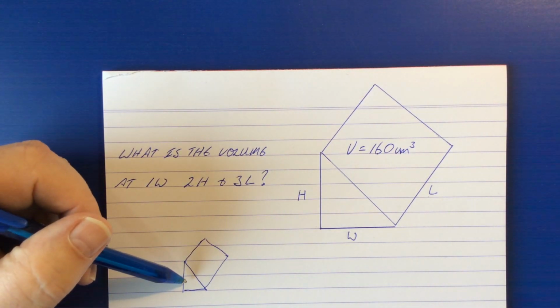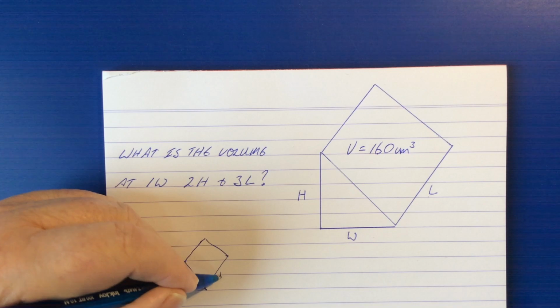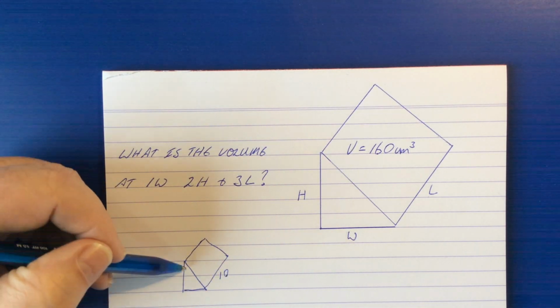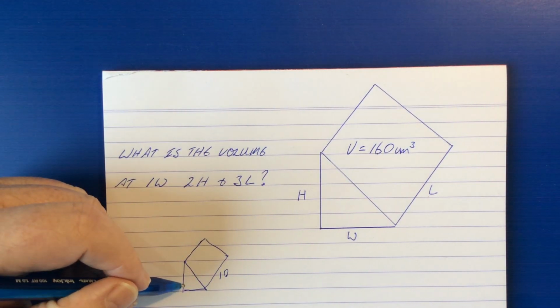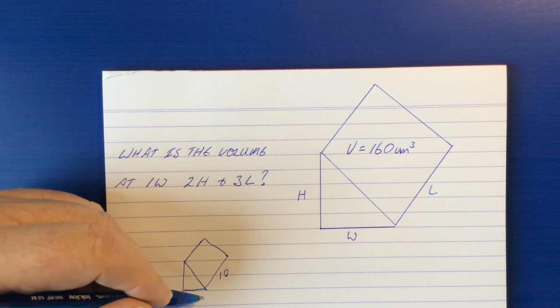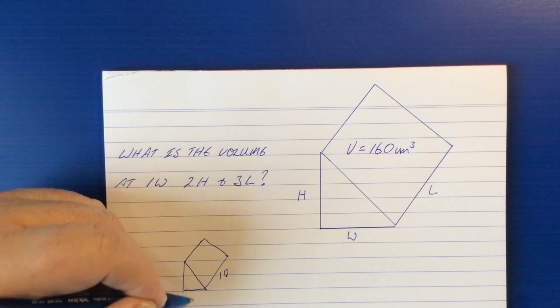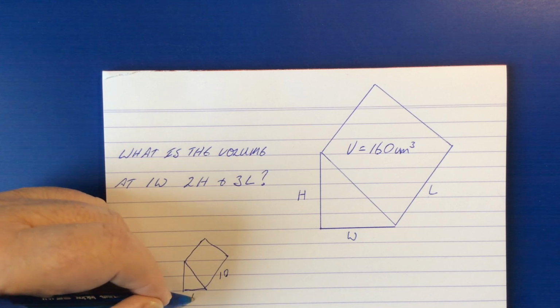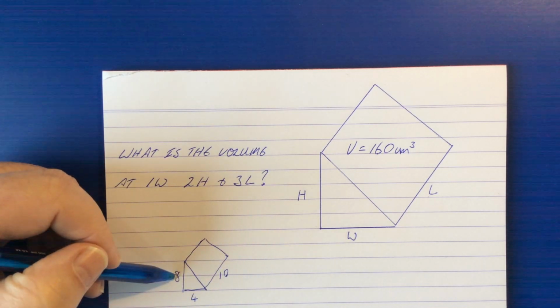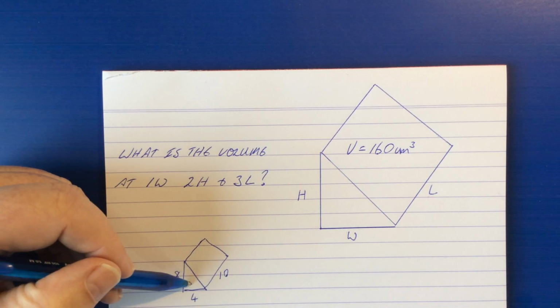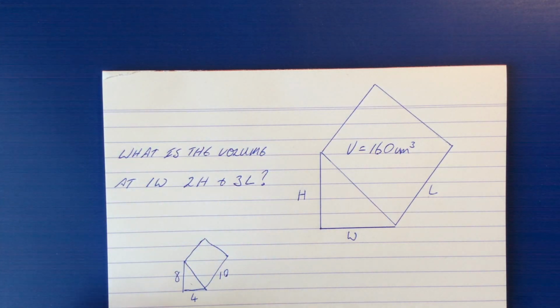So what do I need to do? Well, if I make the length 10, then this face here must be 16 to get 160. So if I make this 4 and this 8, 8 fours are 32, divided by 2 gives me 16 times 10 is 160. So, what do I do next?